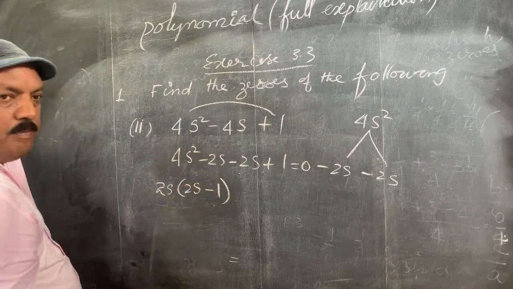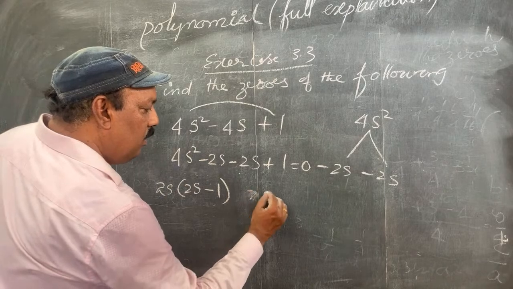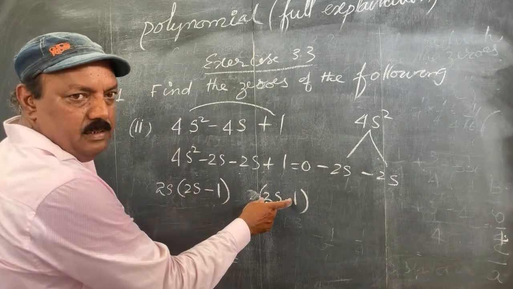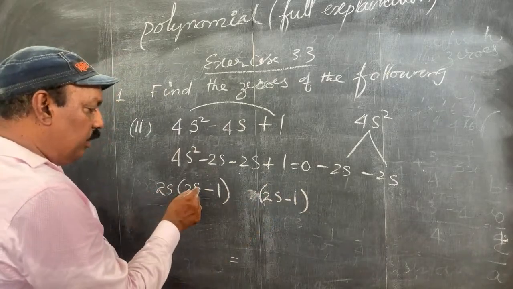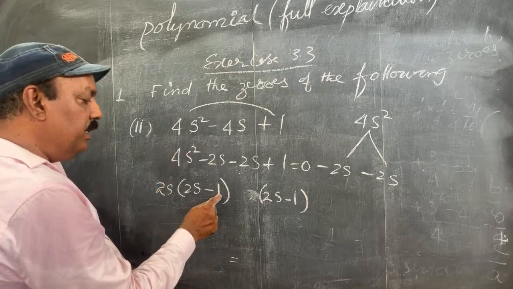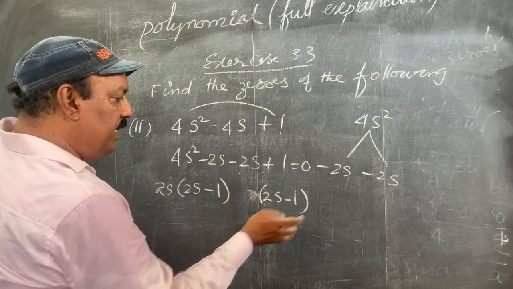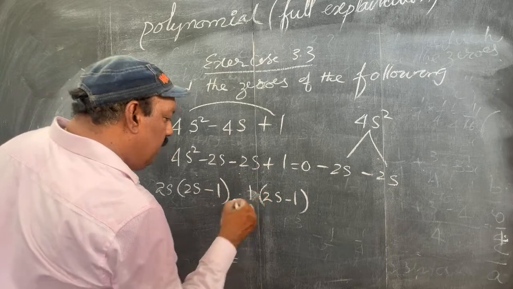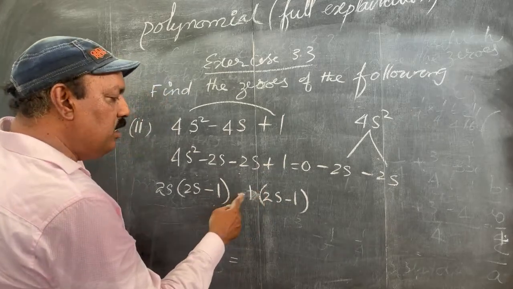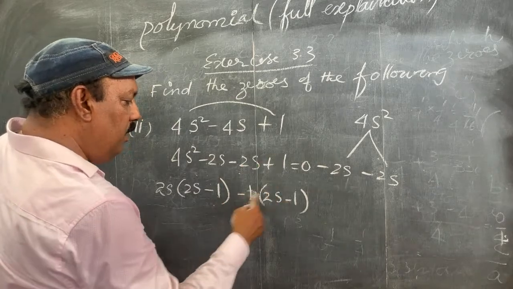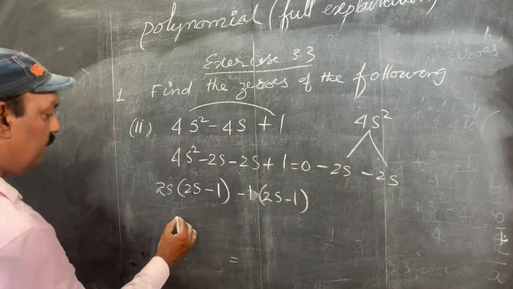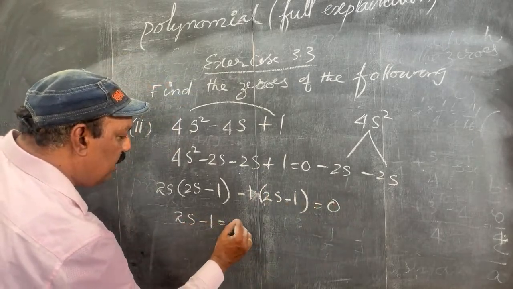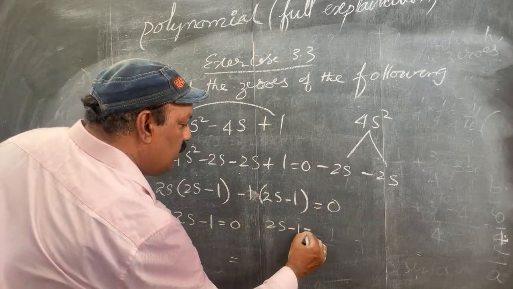2s into minus 1 gives minus 2s. Here also we take 2s minus 1. Whatever we take here, we have to repeat the same thing every time. So 2s into 2s is 4s square, 2s into minus 1 is minus 2s. Now, for minus 2s plus 1, we take 1 but minus 1: minus 1 into 2s is minus 2s, minus into minus plus, 1 into 1 is 1. So now we got the factors equal to 0: 2s minus 1 is equal to 0, and 2s minus 1 is equal to 0.